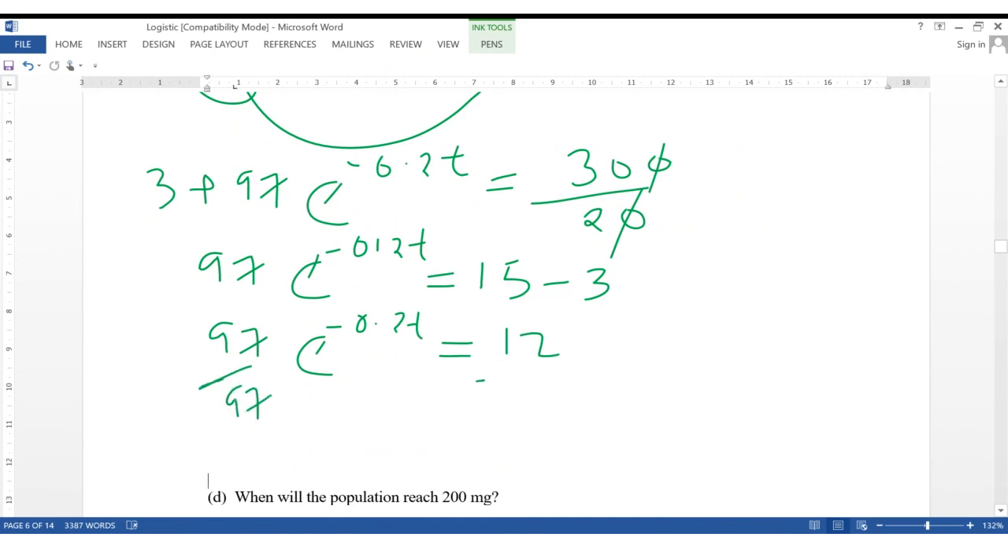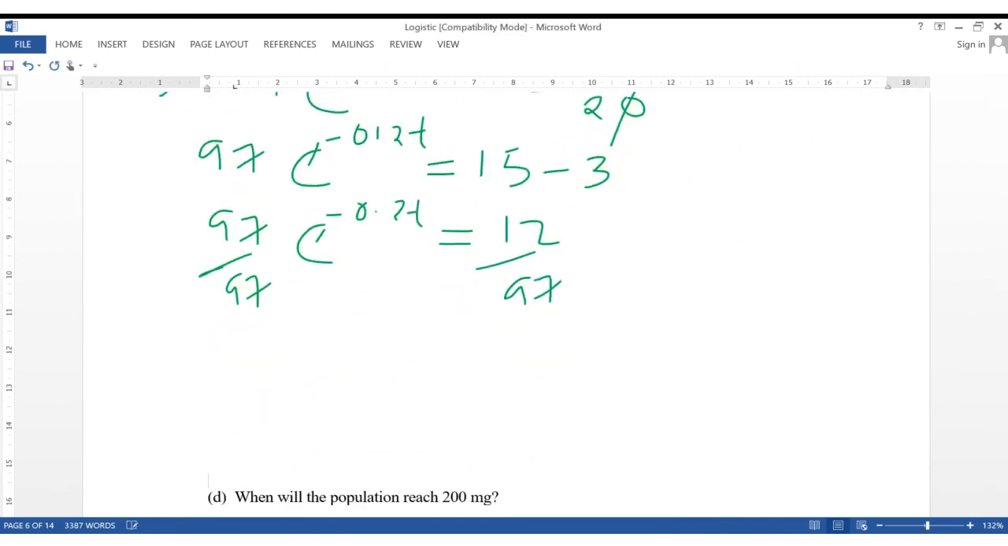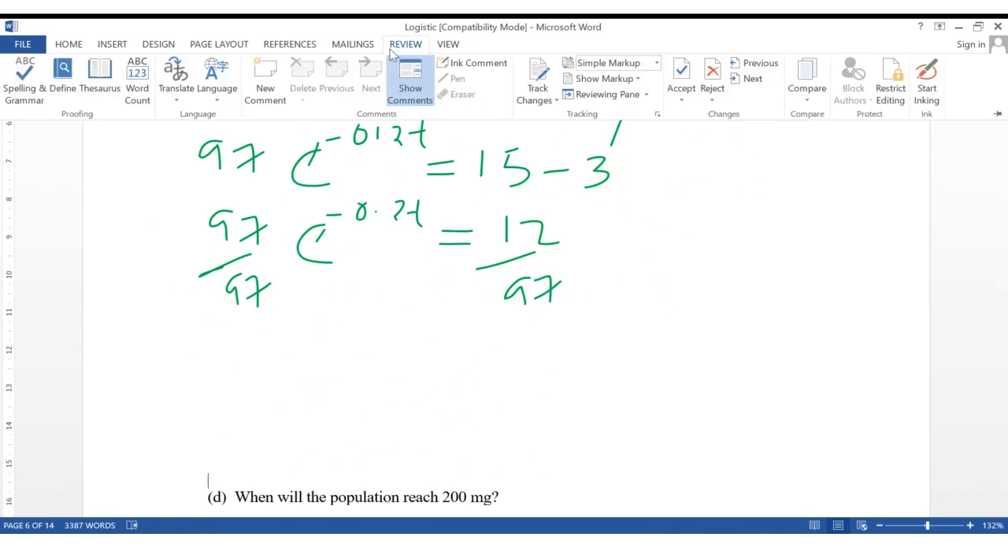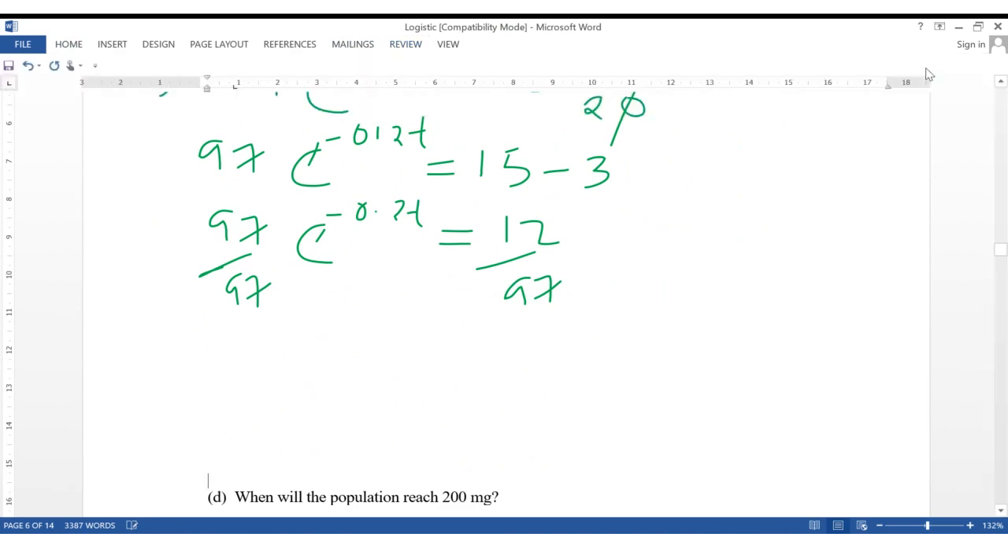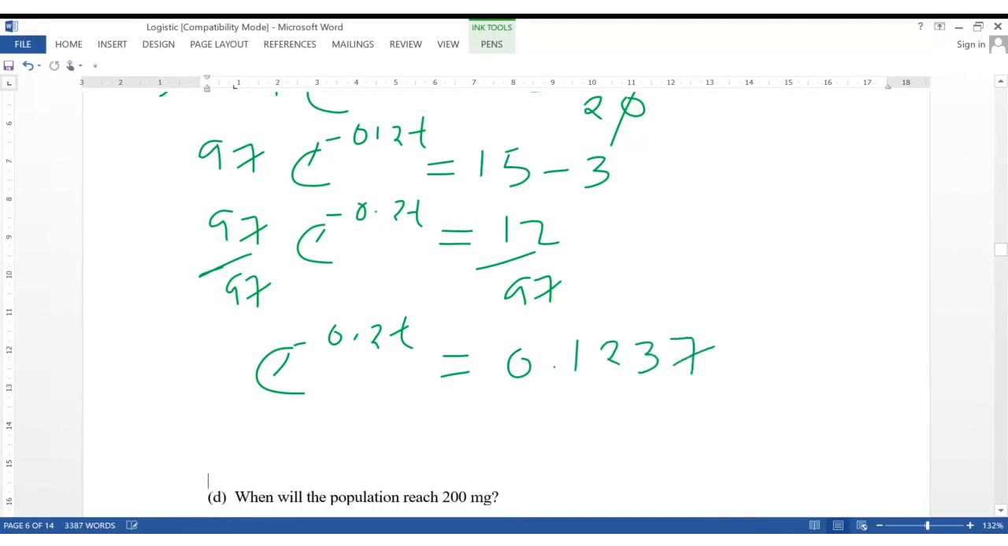I'm still continuing. If I divide 12 by 97, let me see an approximate of what I'm getting. I'm getting exponential negative 0.2t equals something close to 0.1237. Okay. So how do we solve for t now when we reach there?